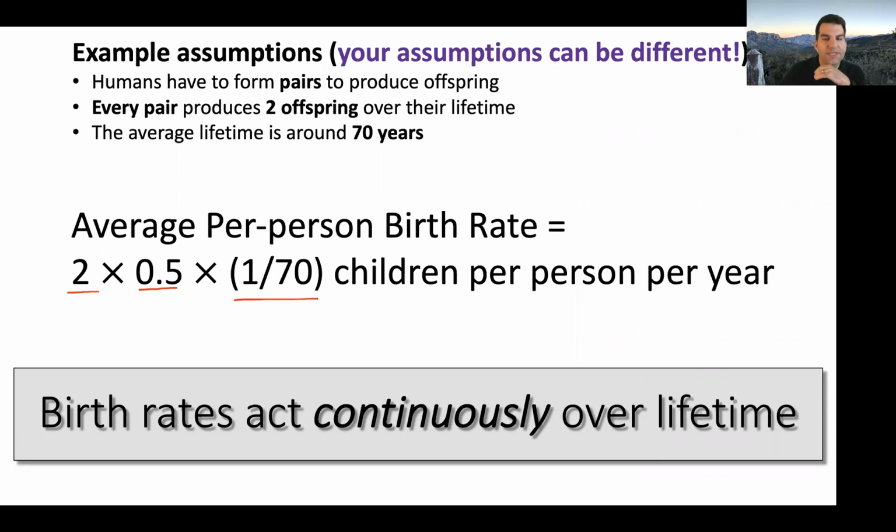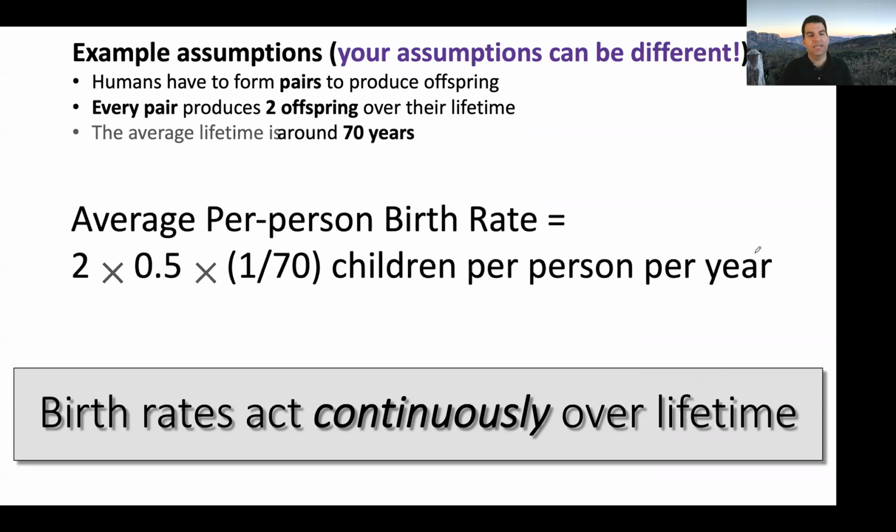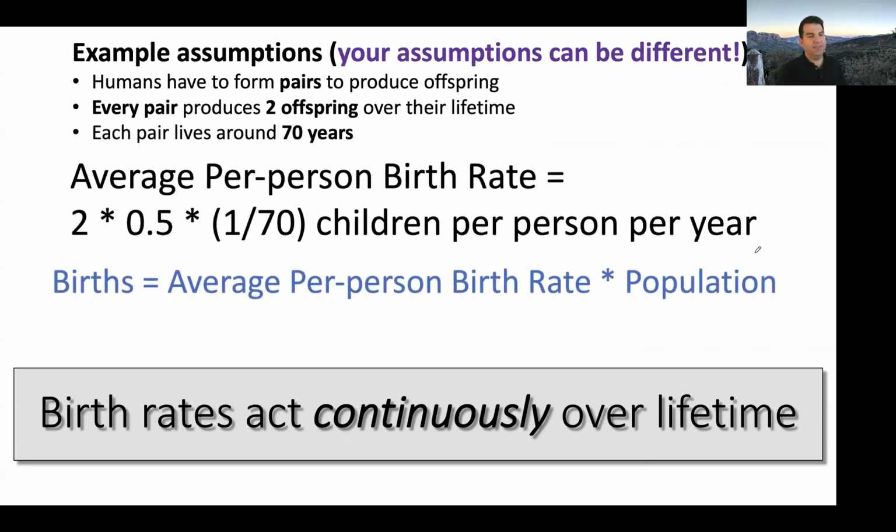So now this whole thing, we end up saying these things will cancel out, and this becomes, instead of having 2 children per person per year, which is way too fast of a growth rate, now I have 1 divided by 70 children per person per year. And that is a much, much smaller number. And so those things can be combined together into this average per person birth rate.